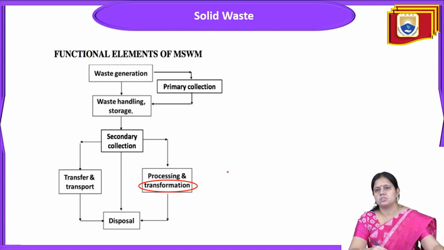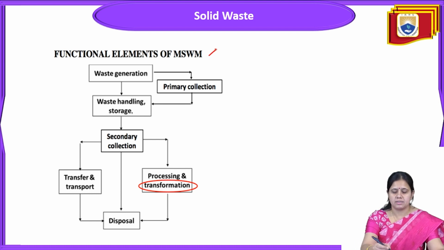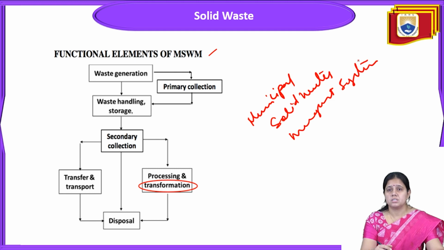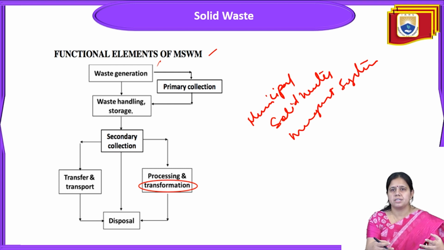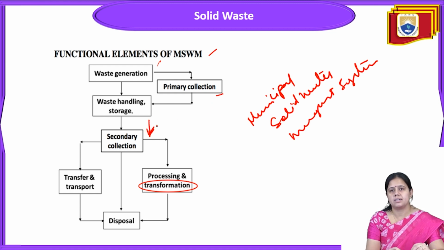In this lecture series on solid waste, the functional elements of MSW, the Municipal Solid Waste Management System, are covered. The first step is waste generation, as I have discussed. This is the whole picture related to municipal solid waste. From waste generation, primary collection will follow, then handling and storage. After handling and storage, the next point is secondary collection.